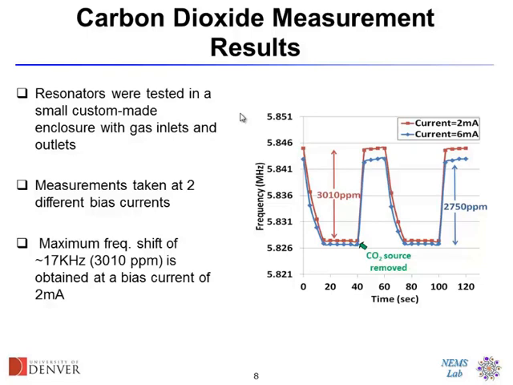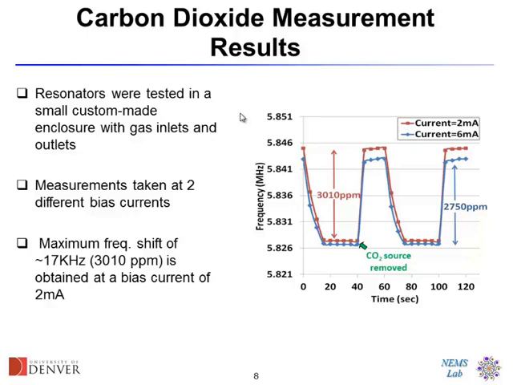One of the other interesting points here is that when you change the current of the device, because to operate these devices you need to have a DC current for piezo-resistive actuation, and you also need to have an AC current, when you change that DC current, that changes the static temperature of the device. So we operated this at two different DC bias currents.